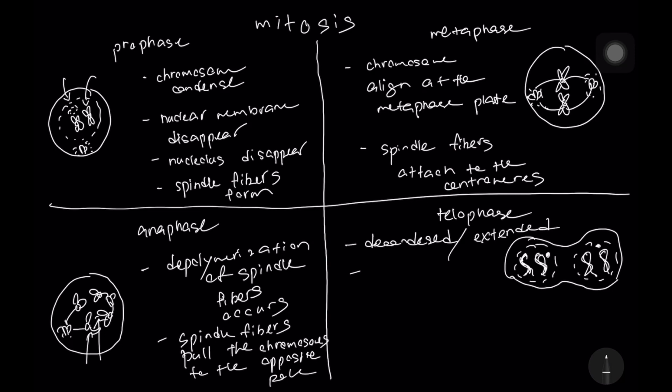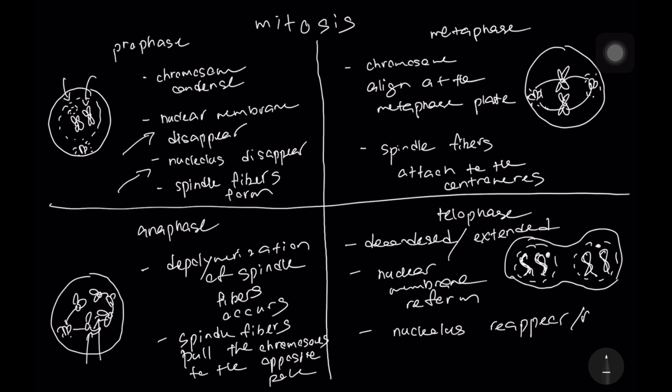And for the prophase, the nuclear membrane disappears, so for the telophase, the nuclear membrane will reform. Same thing for the nucleus, vice versa, the nucleus reappears or reforms. And the spindle fibers disappear. It's the opposite of the prophase.